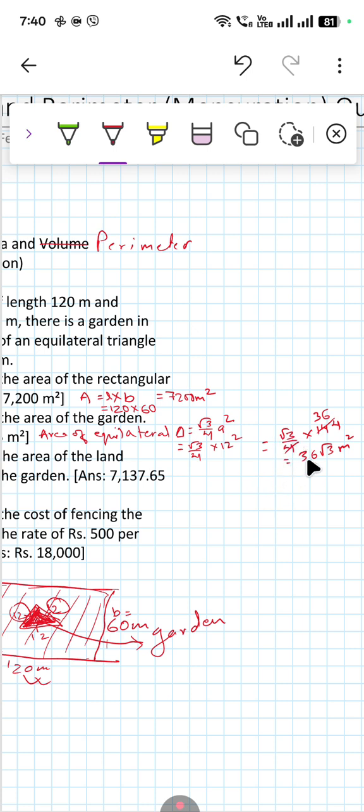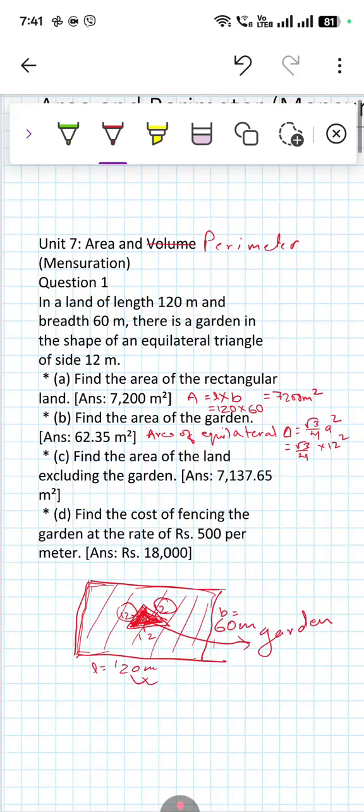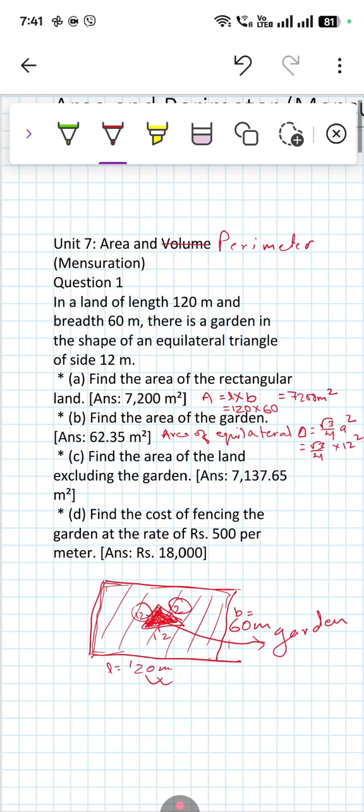So the area of the equilateral triangle, or the area of the garden which is in the shape of an equilateral triangle, is 36 root 3. If you change it to decimal, when you multiply, it will come 62.35 square meter.